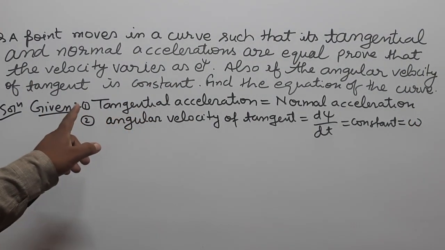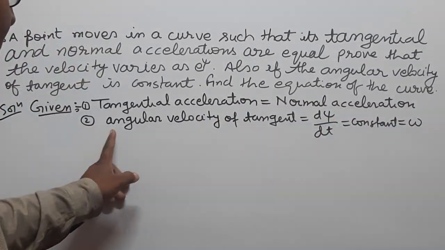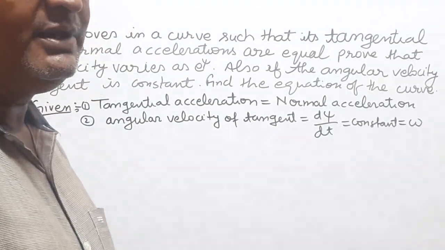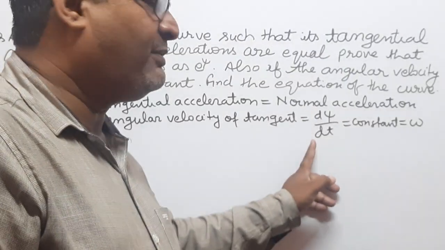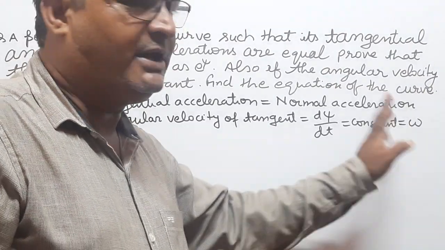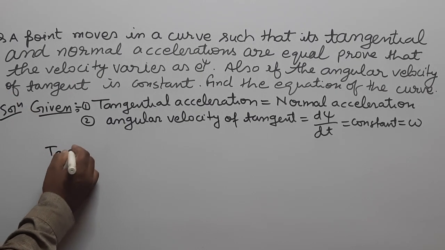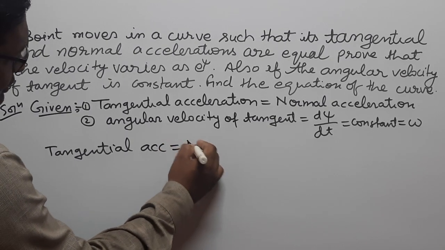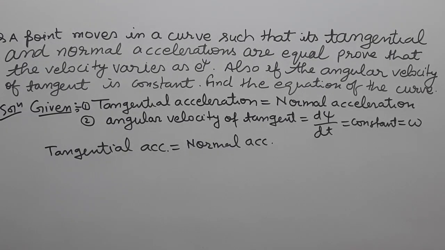Here two things are given. One is the tangential acceleration is equal to normal acceleration, and the second is the angular velocity of the tangent. We know that the tangent makes angle psi with the positive direction of x-axis. So the angular velocity of the tangent is d psi upon dt, which is constant. We suppose this constant angular velocity is omega. Taking the first point, tangential acceleration is equal to normal acceleration.